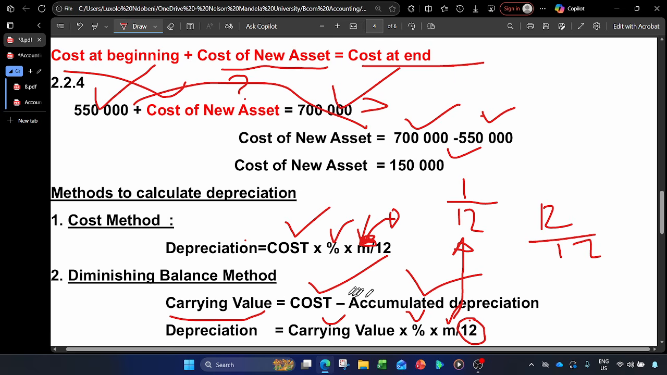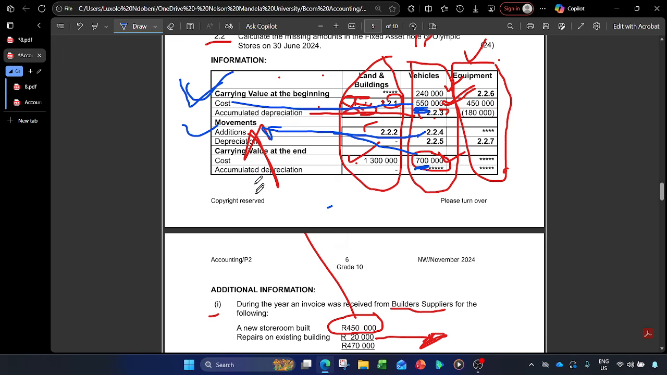So please, guys, know these formulas. They are going to tell you in the question which method between the two the vehicle or equipment uses. There's no other formula. From now until Grade 12, these are the only formulas you will use for fixed assets, right? And until university, it is the same. I'm still using them here.